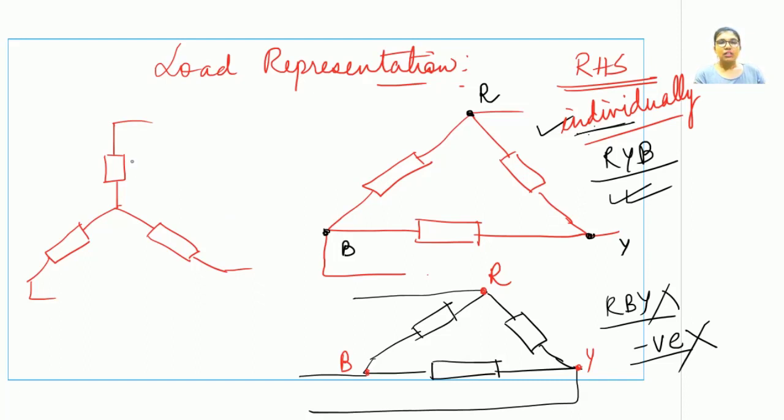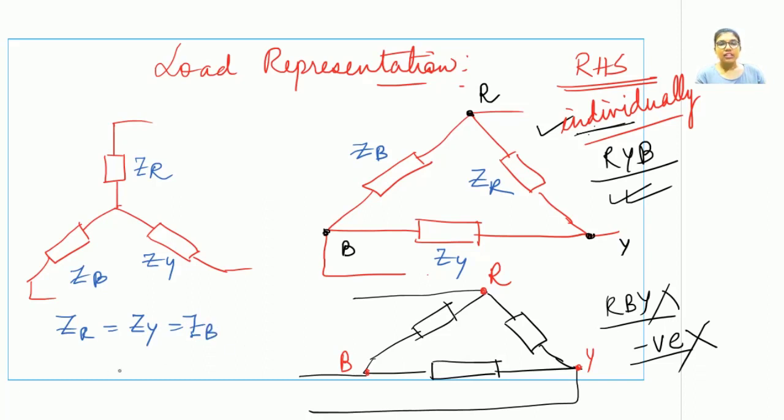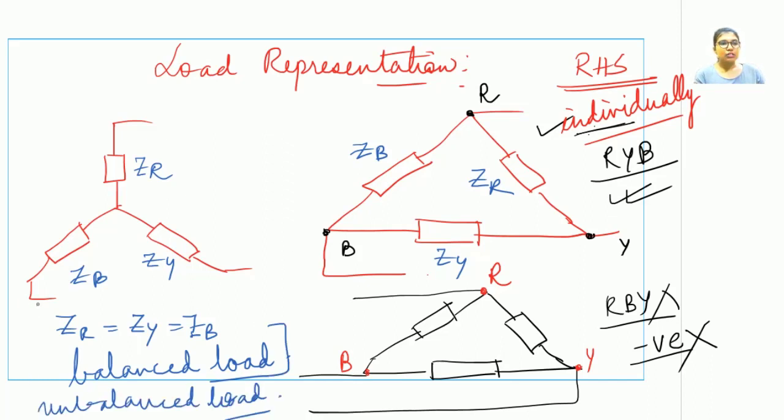Now what will be these impedance values? It will be ZR, ZY, ZB. Similarly, this will be ZR, ZY and ZB. If the value of ZR, ZY and ZB are same, then such a load is called as a balanced load. Else, if these are not equal to one another, it is called as unbalanced load. We will be only considering the balanced load in our study as of now. We are not going to discuss unbalanced load in this lecture.